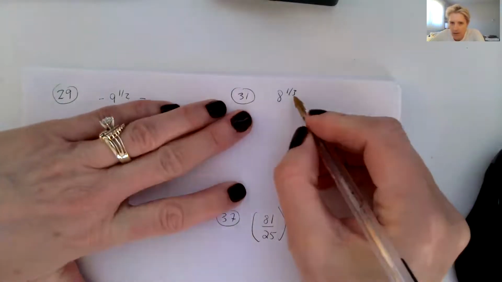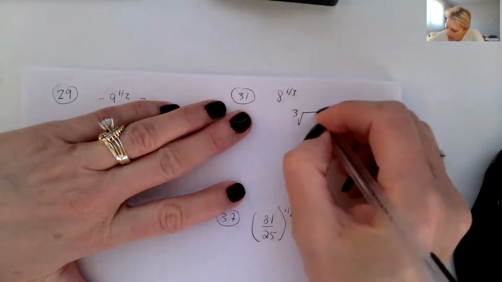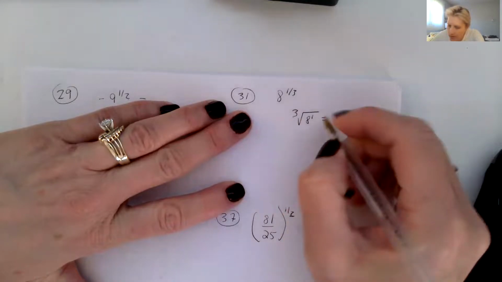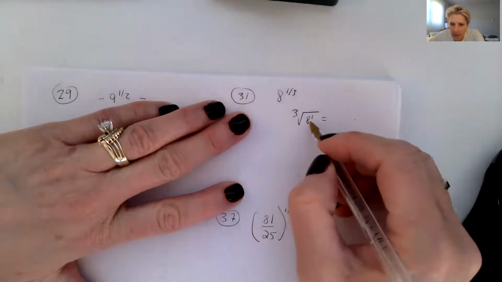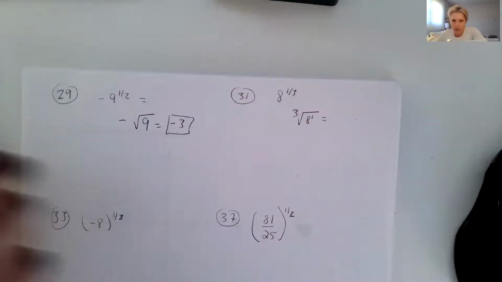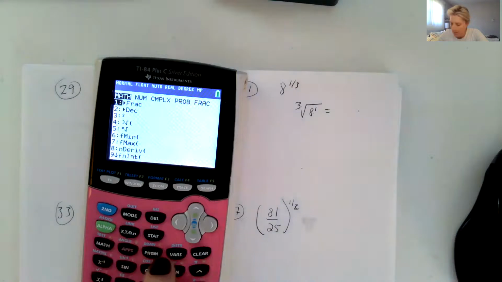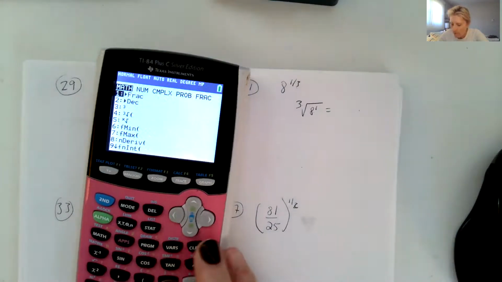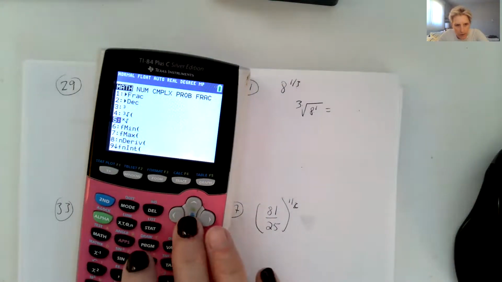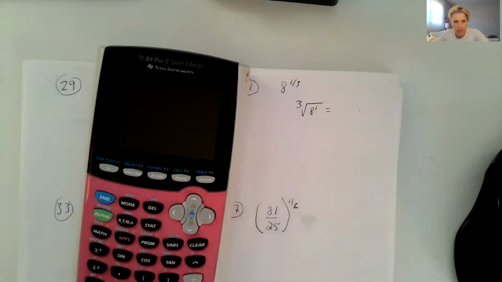And then the 3 in the denominator means it's the third root of 8 to the 1. And then the third root of 8 to the 1, you can put that one in your calculator. So we can go to math. And Desmos has this as well. We can put 3 and then put 8, and we get 2.